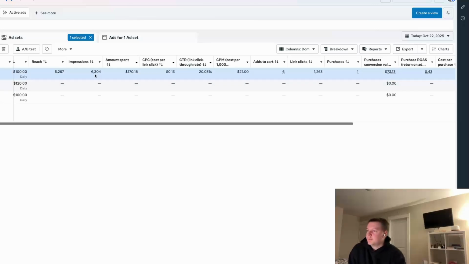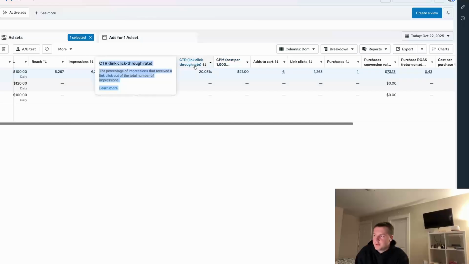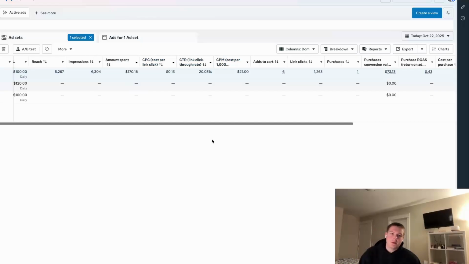Look, it got 6,000 impressions and had around 20% click-through rate, which is right here, CTR, click-through rate. And to have a 20% click-through rate, that's crazy, because typically a click-through rate will be around 1 to 5%, I think. I don't really remember exactly what I typically get with CTR, but having 20% CTR is crazy. I've never seen that.